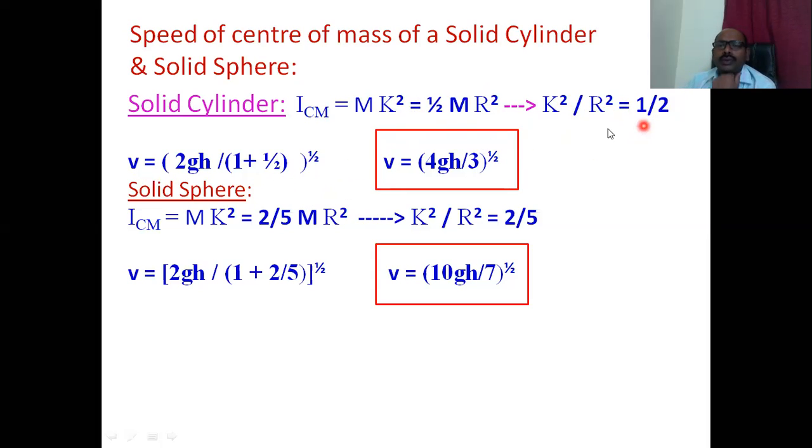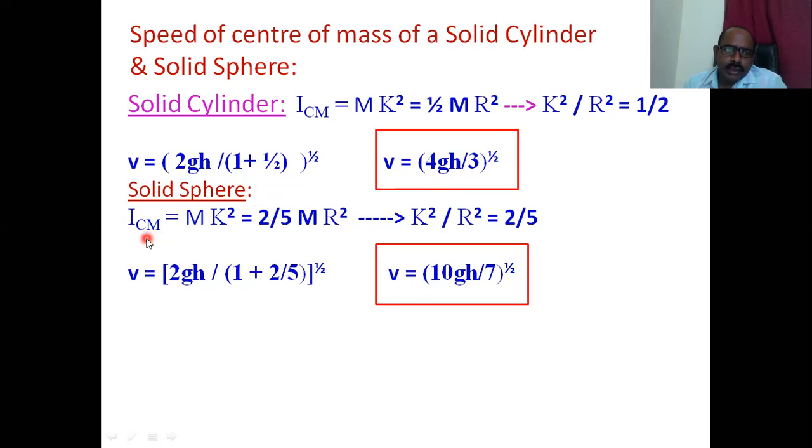By substituting this k square by r square value in the above v equation, it is the square root of 2gh by (1 plus 1 by 2), that is 3 by 2. So 2 divided by 3 by 2 is 4 by 3. So v is 4 by 3 gh whole power 1 by 2. This is the equation for velocity of a rolling solid cylinder on an inclined plane. Similarly, we derive the equation for velocity of a rolling solid sphere on an inclined plane.